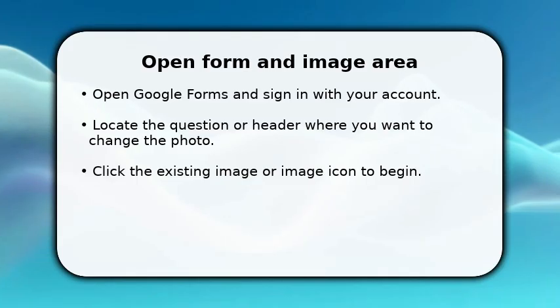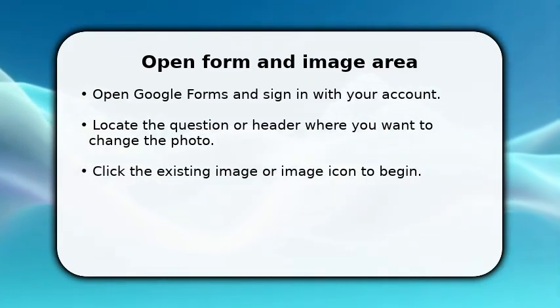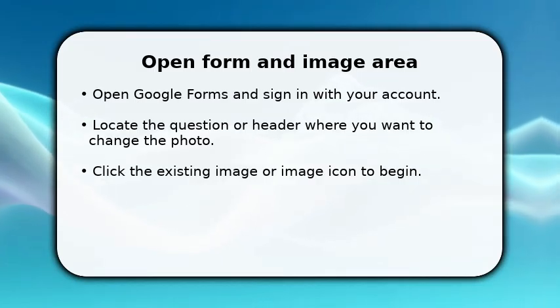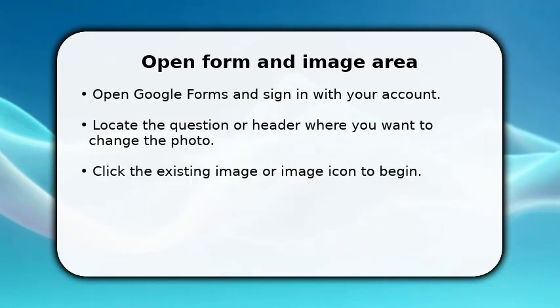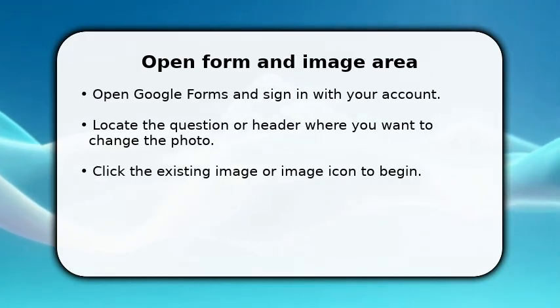You start in Google Forms, open the form that needs the image. Once the form loads, go straight to the question or header that currently shows the photo placeholder or image. Click the image thumbnail or the small image icon to open the image chooser.